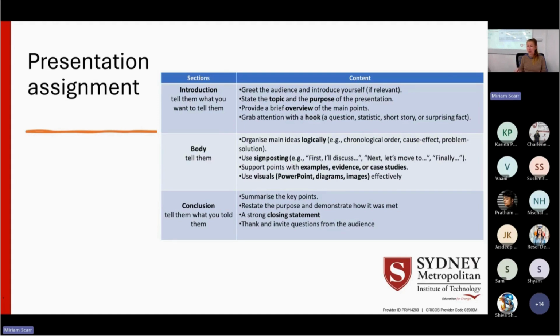And it is really important to also use references and in-text citations. Unfortunately, you're still required to have a reference page and cite and acknowledge all of the sources that you use within that. And then again, conclusion: summarise the key points, restate the purpose and demonstrate how this was met. A strong closing statement is really important. You don't want to just finish, and then everybody's like, oh, should we clap now? What's going on? Have they finished, or are they just changing presenters?